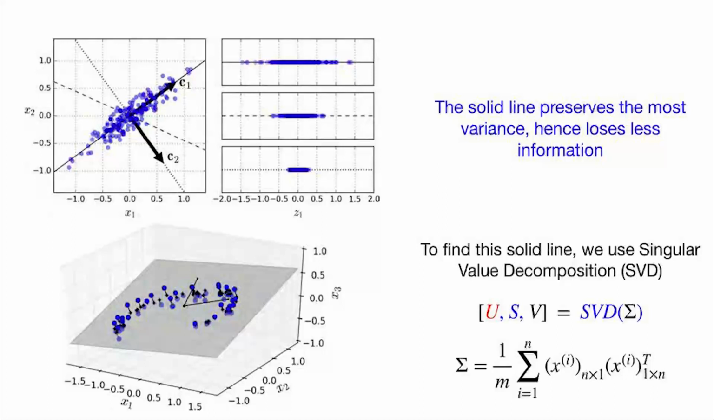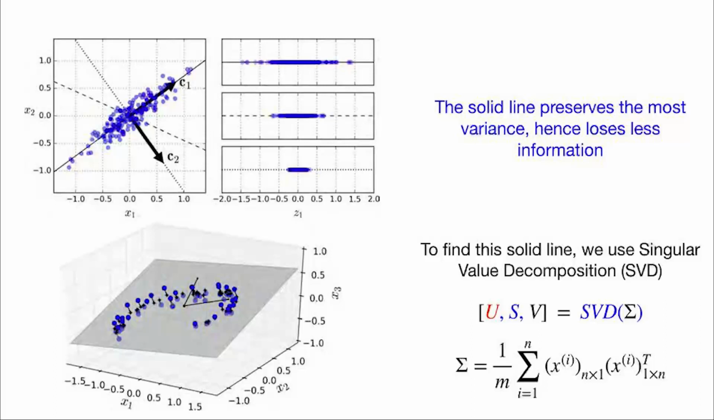This solid line, you can see that there are three lines. One is the solid line, the other is a dotted line, and one is a dashed line. The dotted line doesn't represent these features at all because it is perpendicular to the solid line. The solid line is the line which can approximate x1 and x2 while preserving the most of the variance. Another way of saying it is that when you approximate x1 and x2 on this line, you are losing the least amount of information.